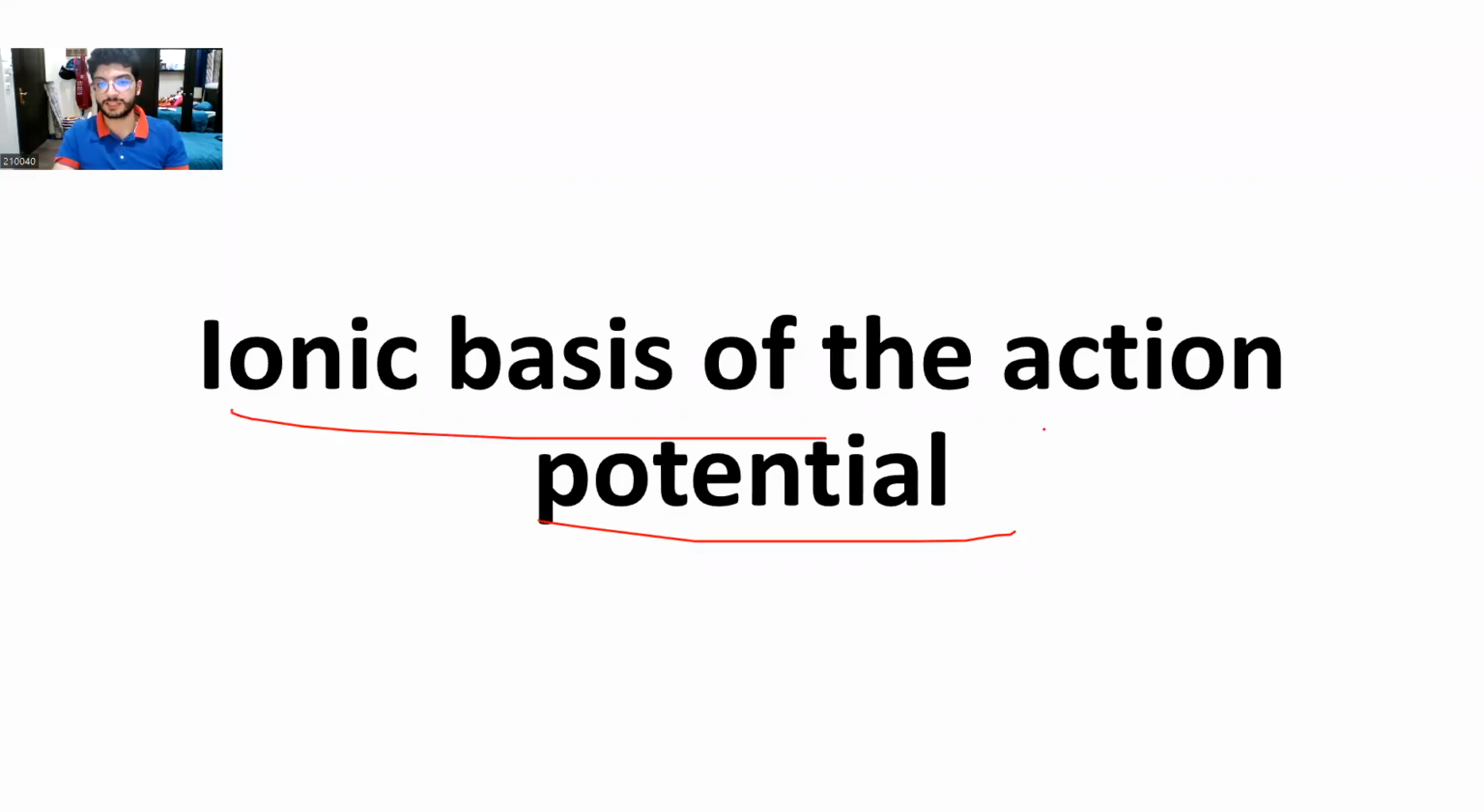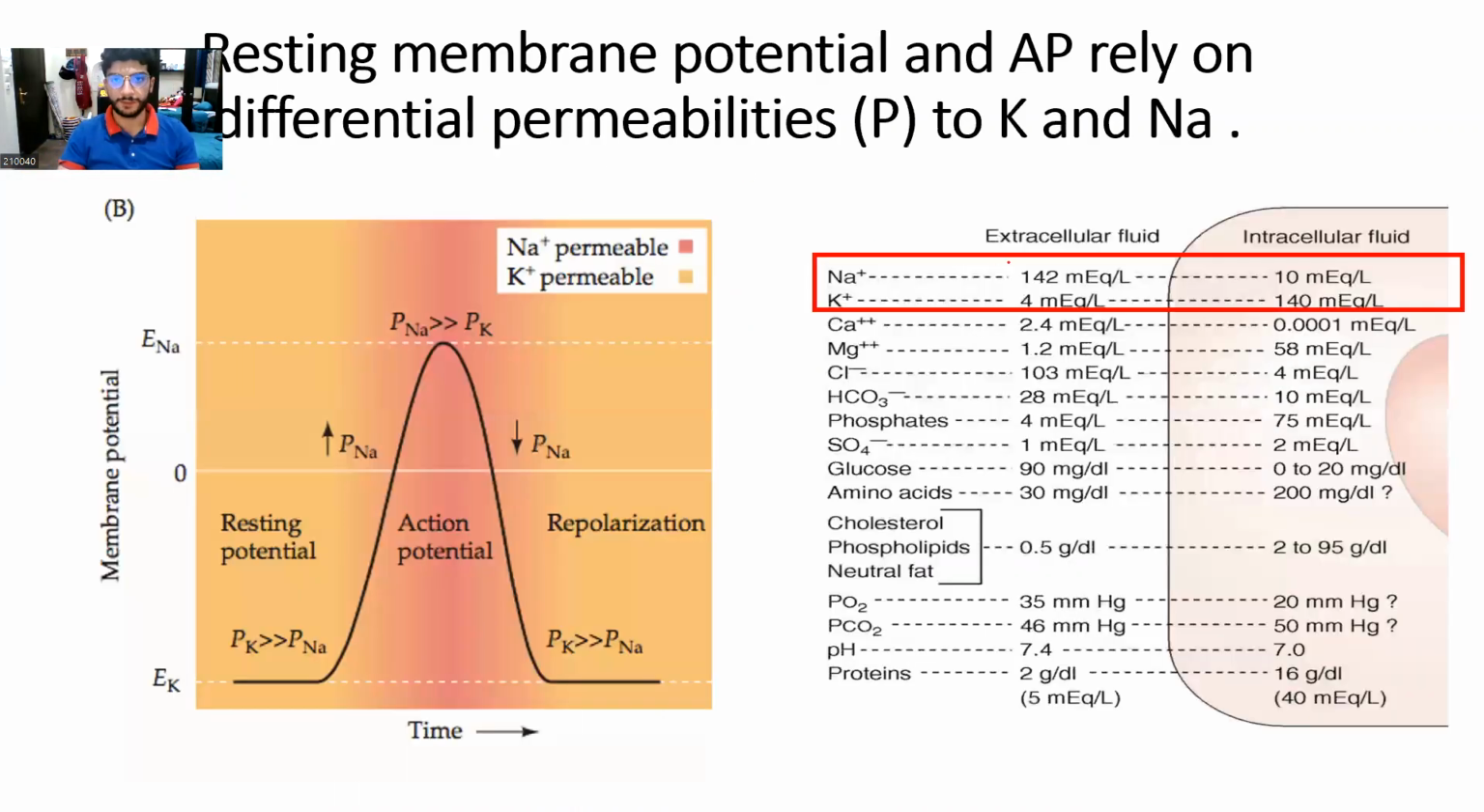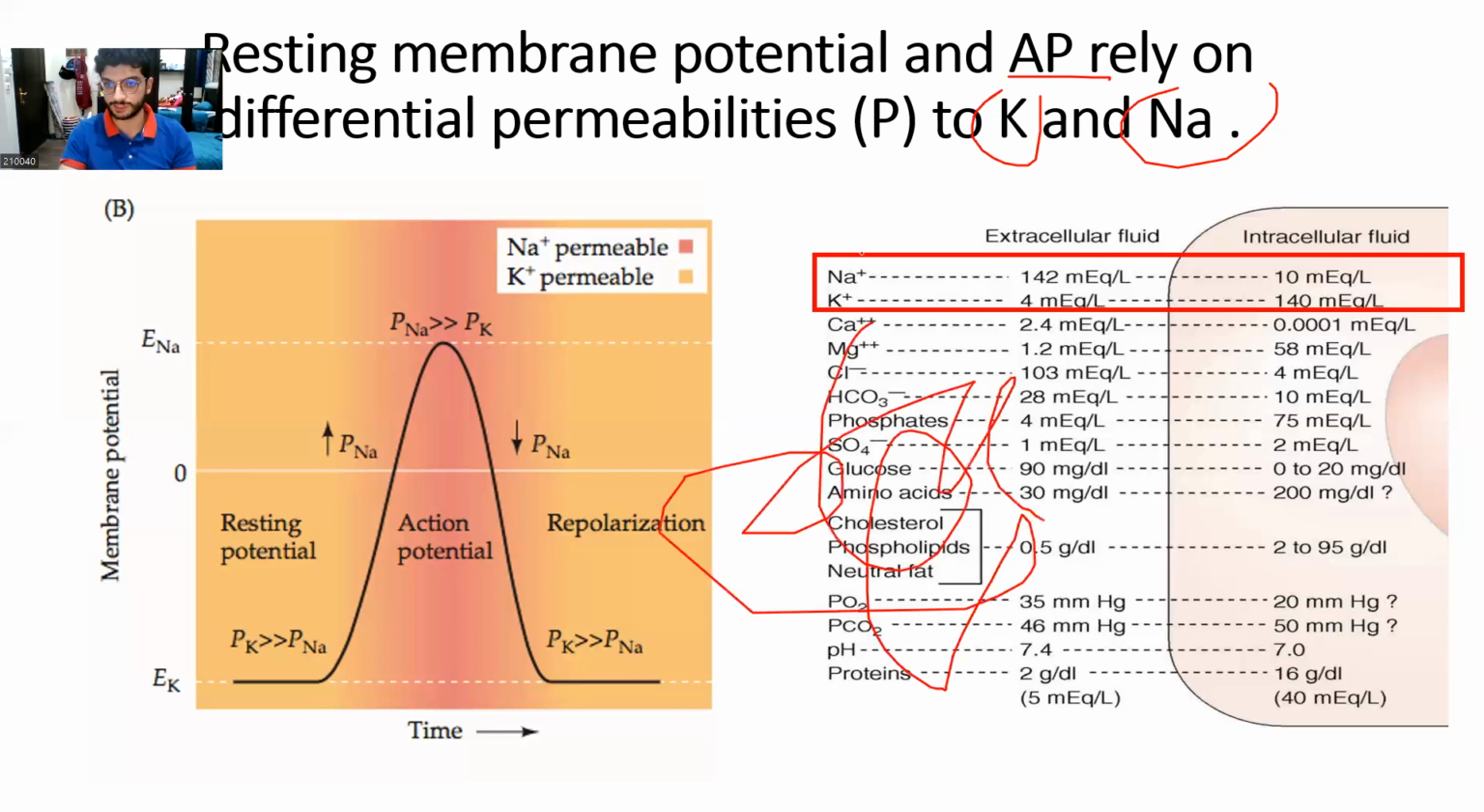Ionic basis of the action potential. All right. What time is it? Let me check. All right, we have time. So the most important thing to know about action potential is sodium and potassium. That's all you really care about. You don't care about any of the others. You just care about these two, as mentioned over here.